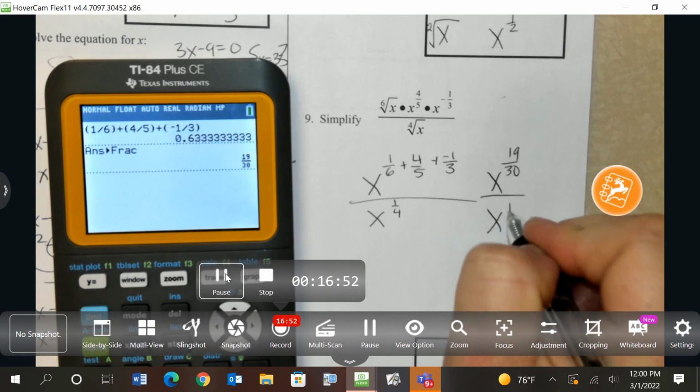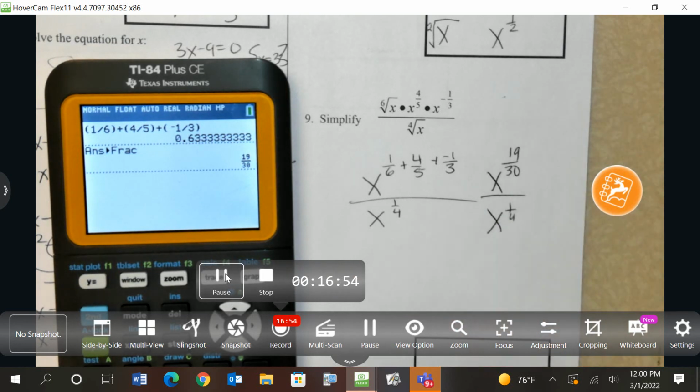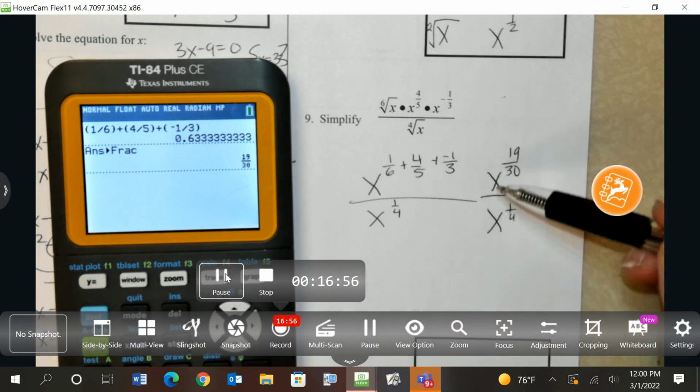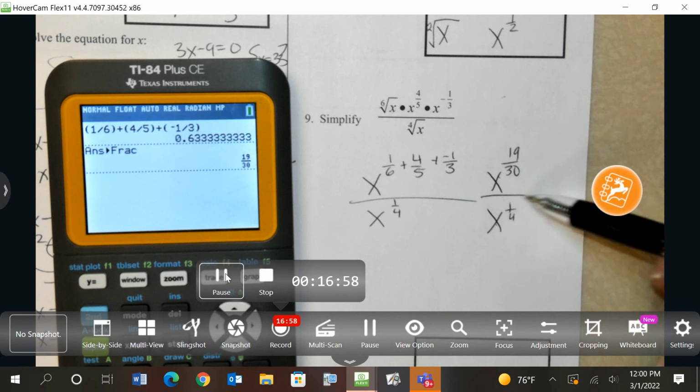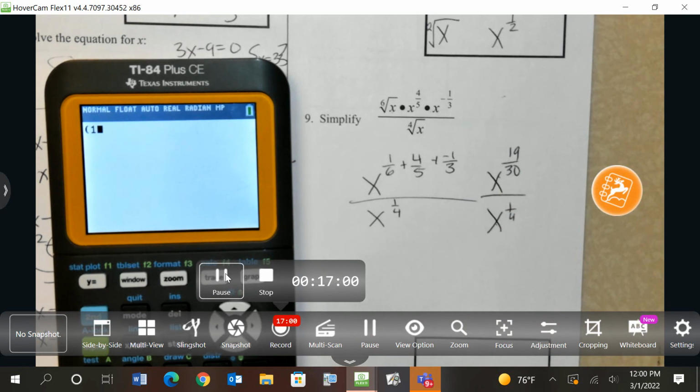And what do I do now? Since I want to simplify, it's not solving, it's not x equals. When you have the same base and you're dividing, you subtract. In parentheses, I have 19 over 30, subtract 1/4, and simplify it to get 23 over 6.